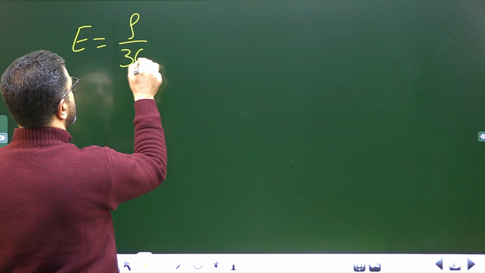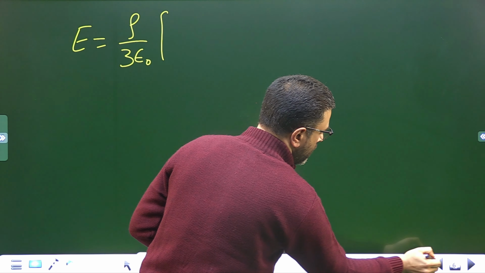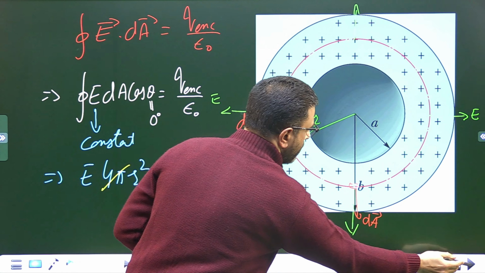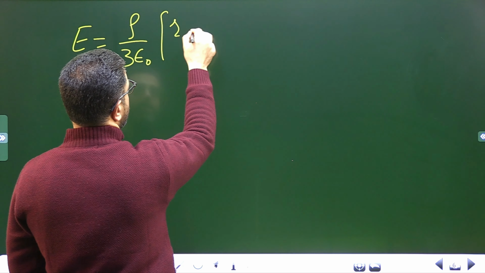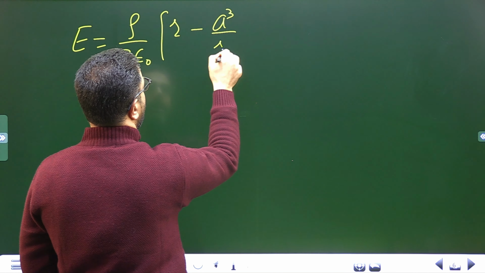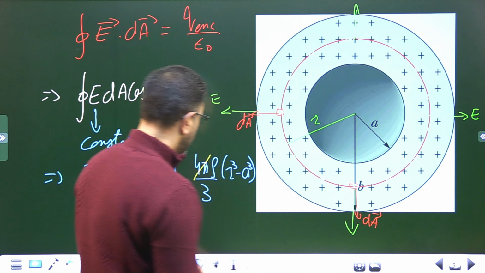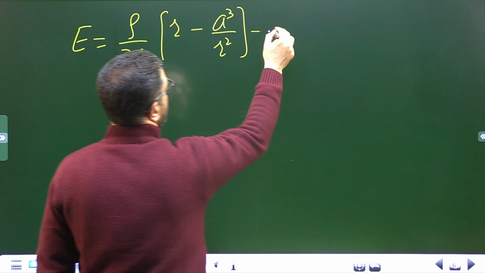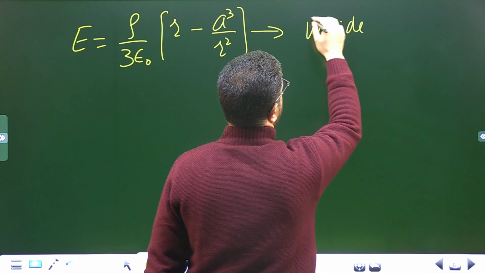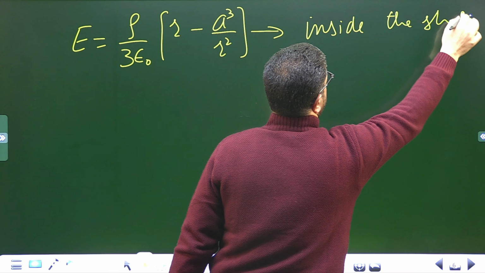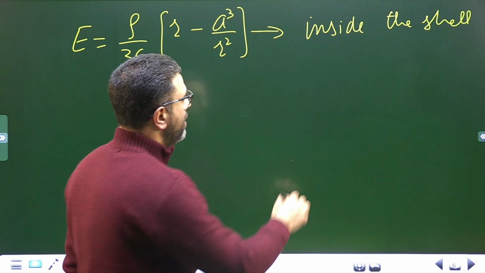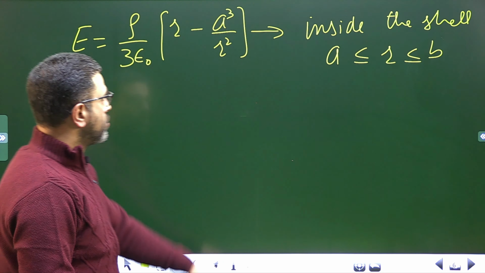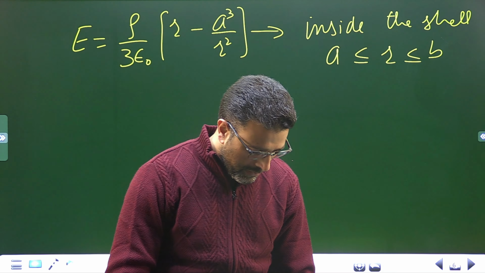Then for (r cube minus a cube), we divide by r squared. So we'll have r cube divided by r squared, which is just r, minus a cube divided by r squared. Was it minus or plus? Minus. So this is the field inside the shell, between A and B, that is, A is less than or equal to r, which is less than or equal to B. This is the formula for the field we have found.